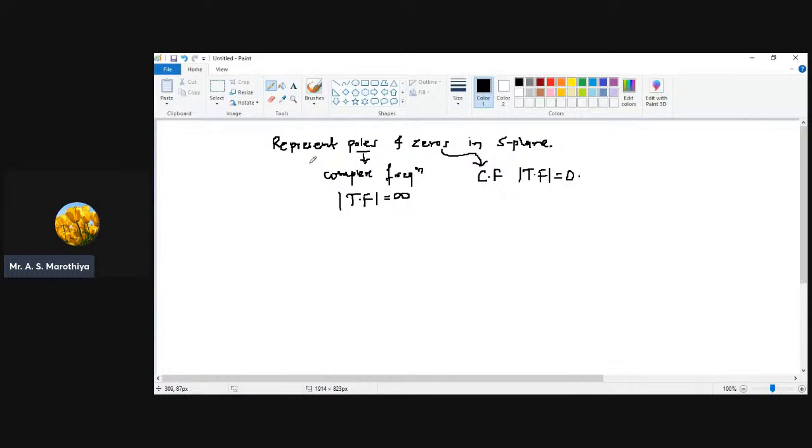Normally, poles are indicated by the symbol cross. This is very important. If you are interested in representing the poles of a given system in the S plane, we normally use the cross symbol to indicate poles of the transfer function. In the same way, zeros are indicated by the symbol circle in the S-plane. These are the standard symbols used to represent poles and zeros of a given transfer function in the S-plane. So let us solve some numericals. If you have the transfer function of a system, how do you find its poles, its zeros, and then represent them in the S-plane? That is important.